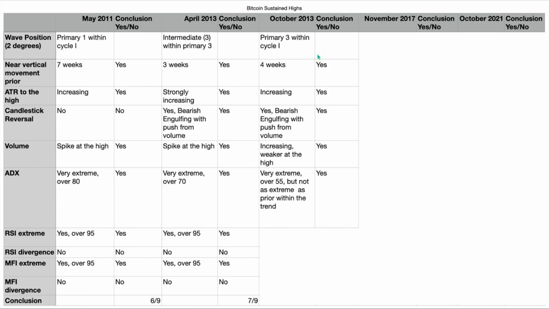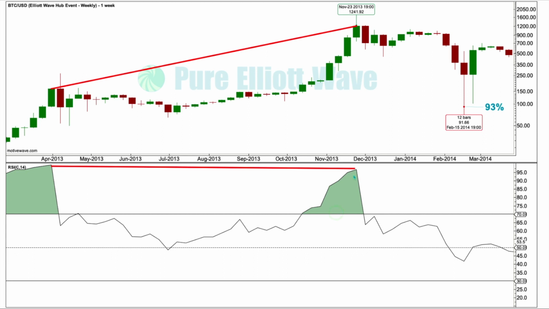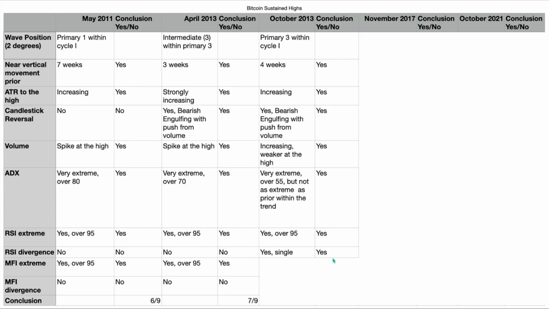So yes, ADX did exhibit a very extreme trend, but not as extreme as prior within the trend. This condition is met. RSI is also very extreme, again above 95, very, very deeply overbought, but for the first time now we see bearish divergence. Third wave, fifth wave. Yes, both of these conditions are met.